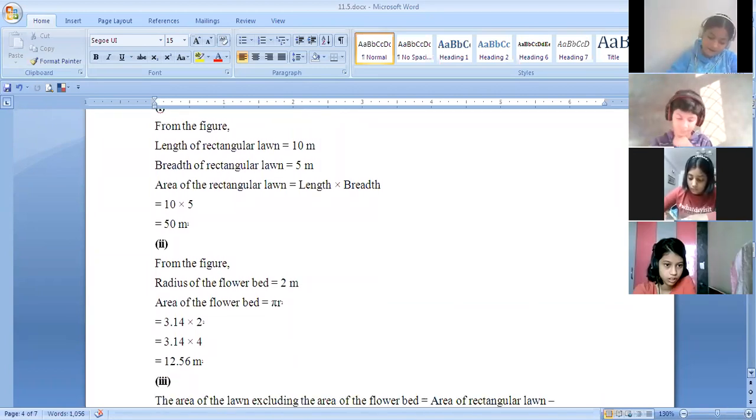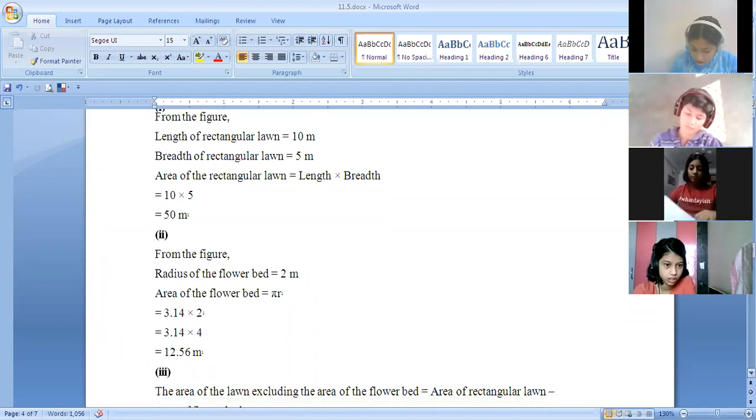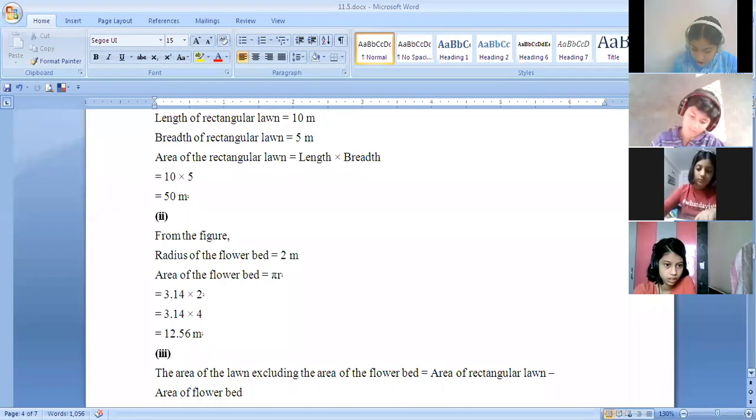Now we have to find out the area of the lawn, which is excluding the area of the flower bed. That means the rectangular lawn is there. We are already having the area of the lawn. We are already having the area of a flower bed. So we have to exclude it. That means we have to subtract it. We have to remove that part. So subtract it, children. Area of a rectangular lawn with the area of the flower bed. Do the subtraction.